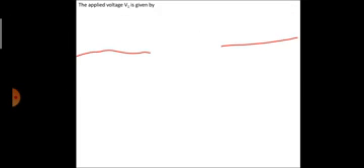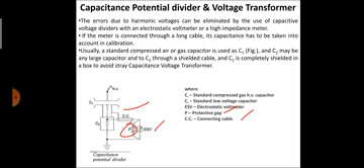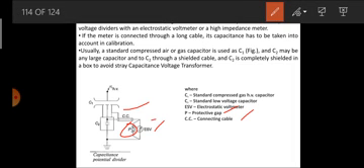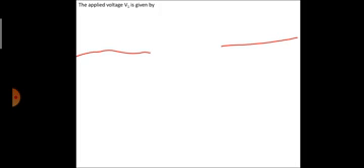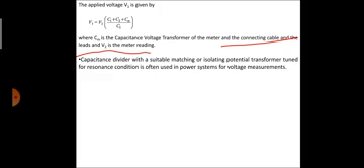It means Cm is the total capacitance of this meter plus the connecting cable which we are seeing here and the leads. This connecting cable and the leads which we have, their capacitance is Cm. And V2 is the meter reading, the ESV meter reading.